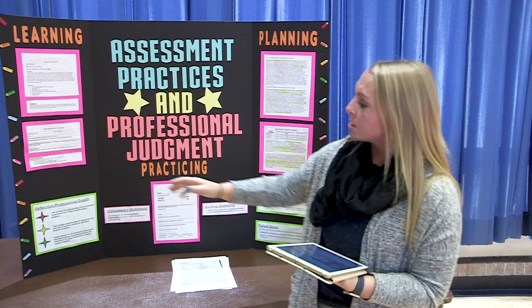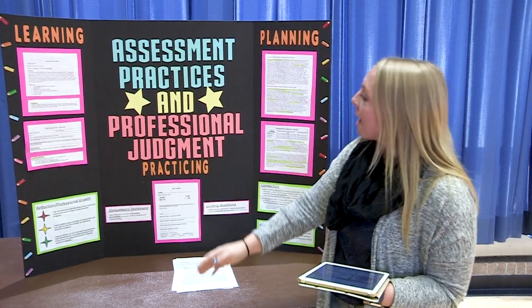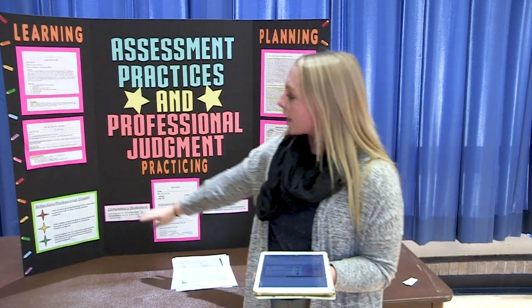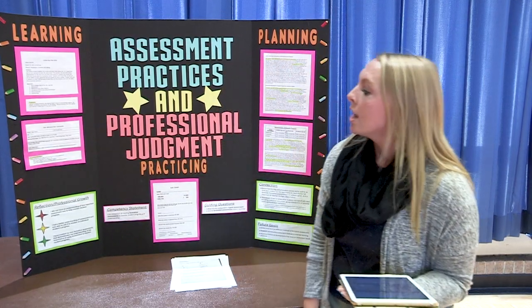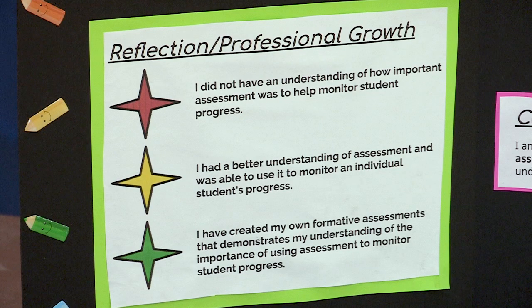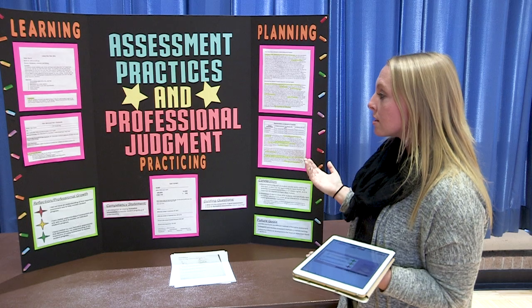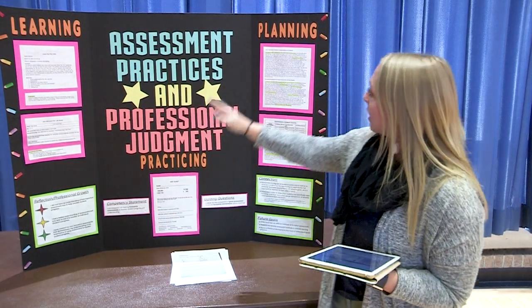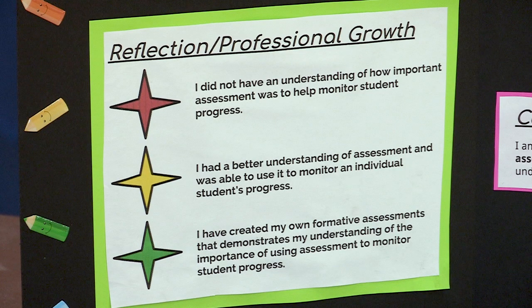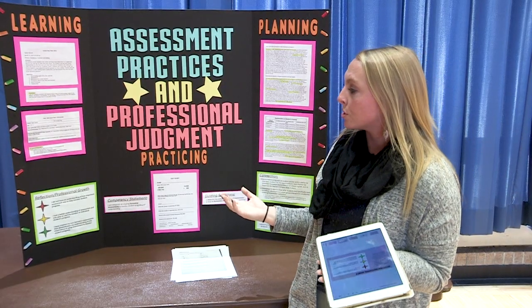And then I'm going to move into my reflection and my professional growth, which I have lined up as my learning, planning, and practicing stages, where red is my learning stage. In red, I said I did not have an understanding of how important assessment was to help further and monitor students' progress. And then in the yellow, my planning stage, I had a better understanding of assessment, but I only understood how to individually assess students because this project specifically was over one individual student.